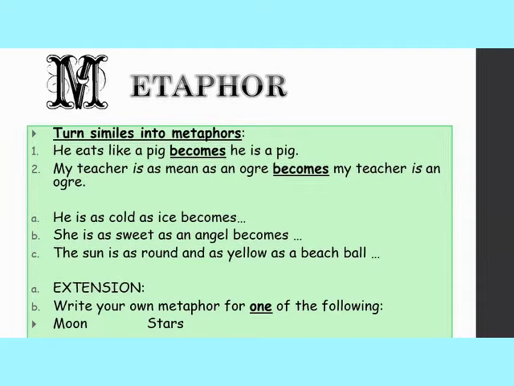I would like you now to transform these into their counterparts. He's cold as ice becomes, what would that become? She's as sweet as an angel becomes. So if you transform that, what will that become? The sun is as round and as yellow as a beach ball. Again, change it to its counterpart, either simile or metaphor, it's up to you. Well, I say it's a metaphor.